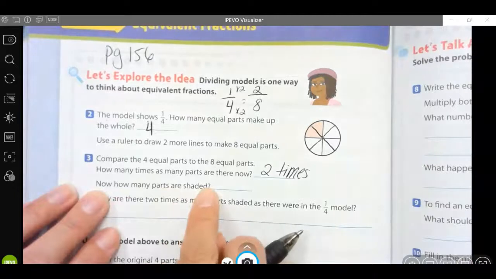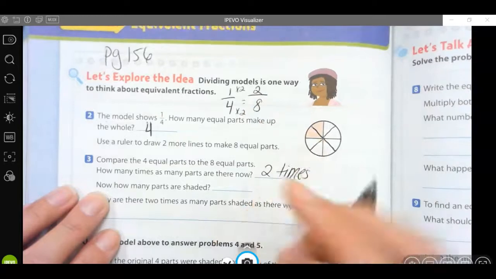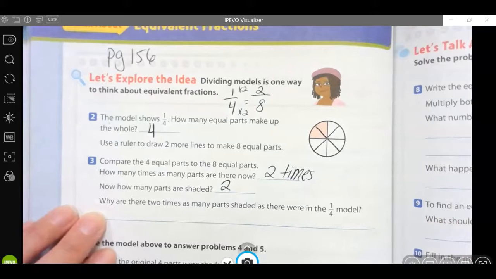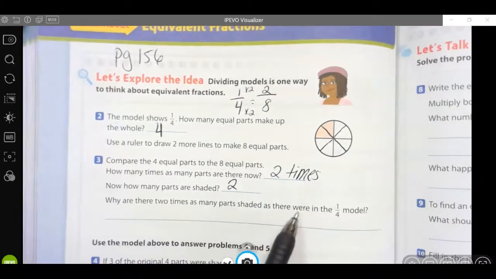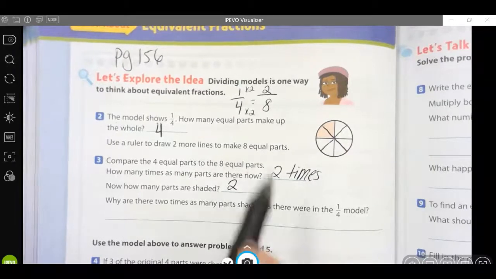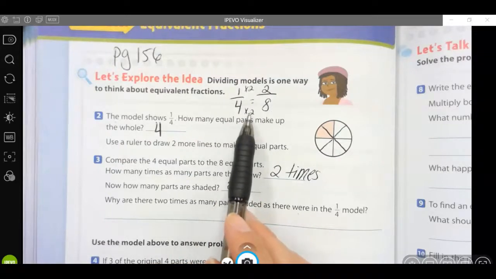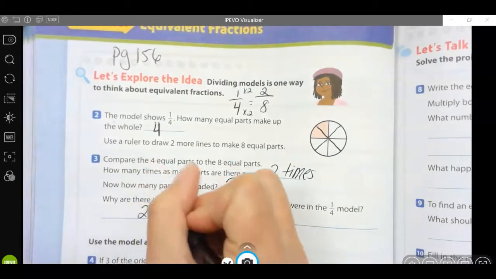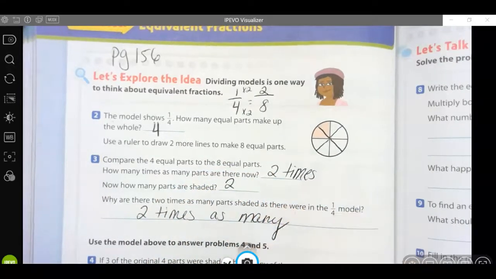Now, how many parts are shaded? We figured out that 2 parts are shaded because we split that into 2. So 2 parts are shaded. Okay, why are there 2 times as many parts shaded as when they were 1/4 model? That's because when we were looking for the equal fraction to get from 4 to 8, we had to multiply by 2. So we're just going to say that there are 2 times as many.